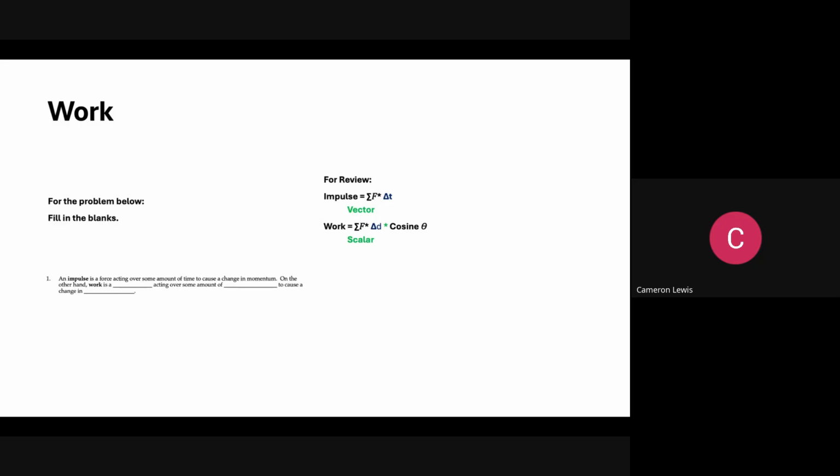So let's say the first one: work is acting as a what? Acting over is a what? What would be the first one? If impulse is a force acting over some amount of time, then we say work is a.